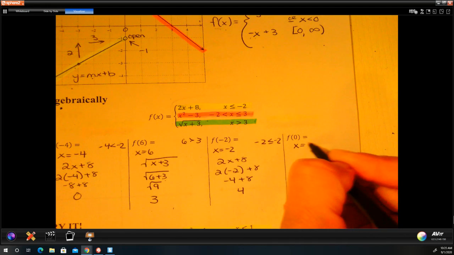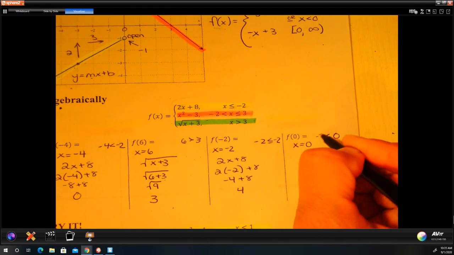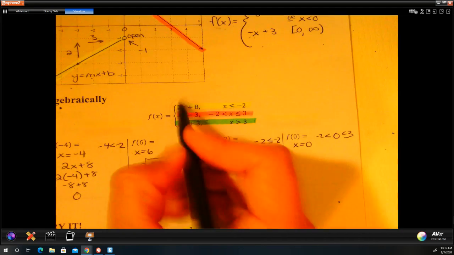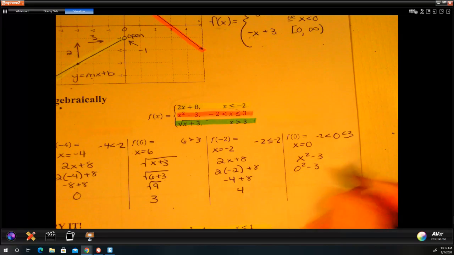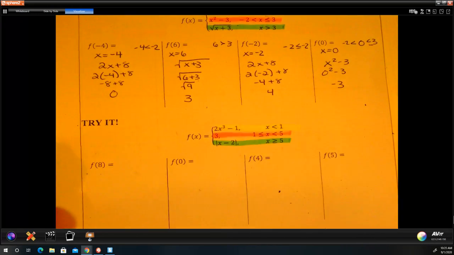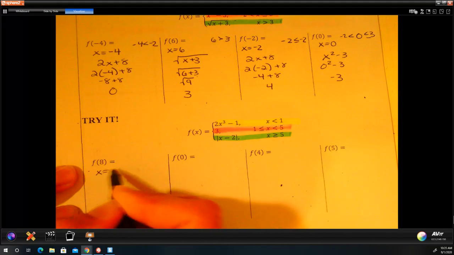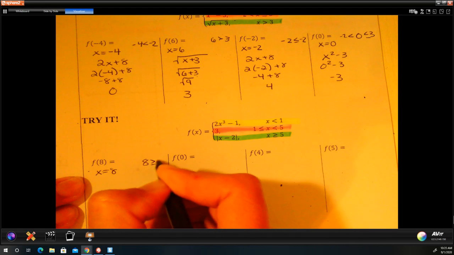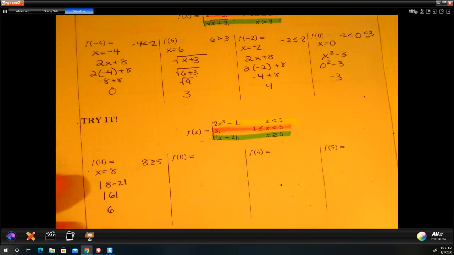F of 0 is saying x is 0. Well, 0 is between -2 and 3. So I'm going to use the second piece. 0 squared minus 3 gives me -3. Same idea down here. So f of 8 is saying x is 8. 8 is greater than or equal to 5. So I'm going to use that third piece. 8 minus 2 is 6. Absolute value of 6 is 6.